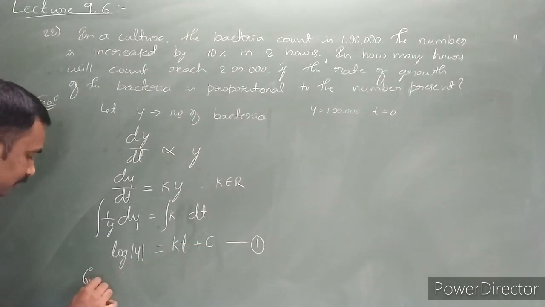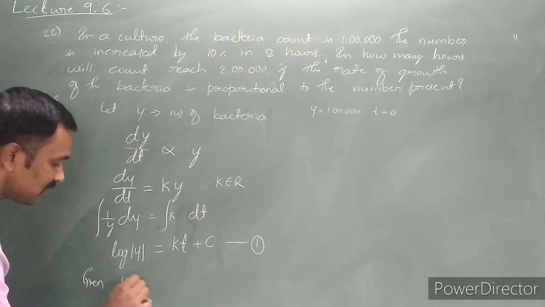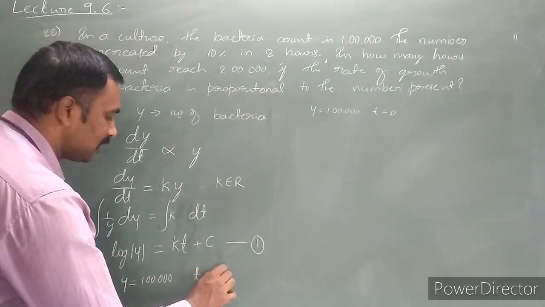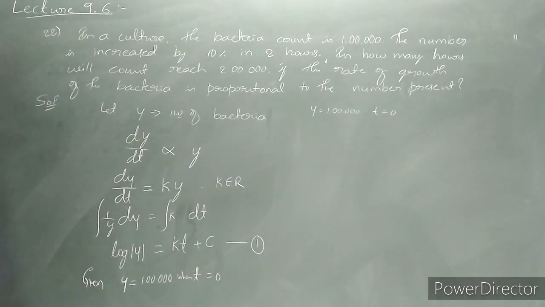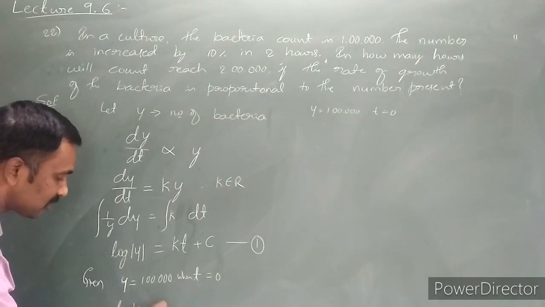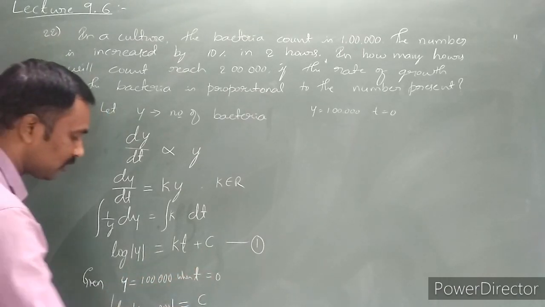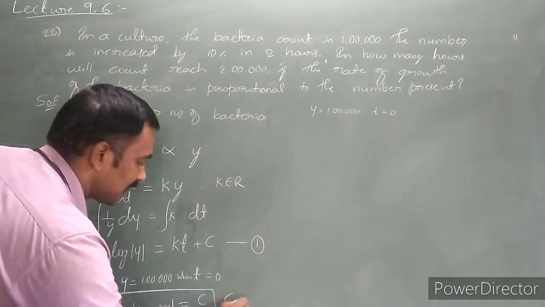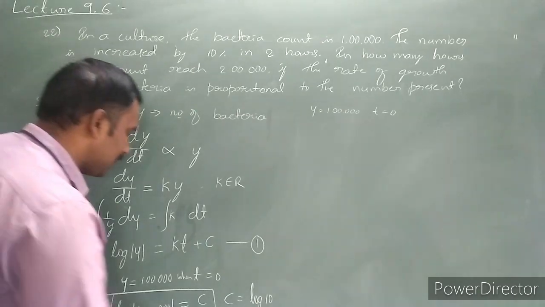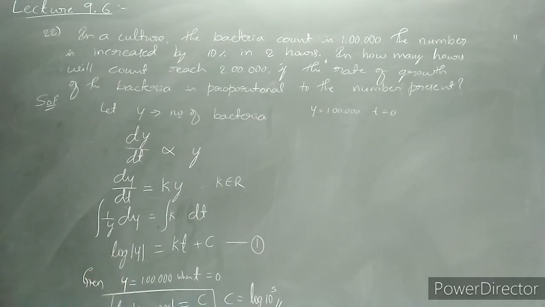Given that the bacteria count is 1 lakh, that means y is equal to 1 lakh, when our time is 0. Whenever initial means time is 0, replace it. Log of 1 lakh is equal to k times 0 plus c, so c is equal to log of 1 lakh. Or else you can write c is equal to log of 10 to the power how much? 10 to the power 5, or 5 into log 10, also we can write it. This is the c value.